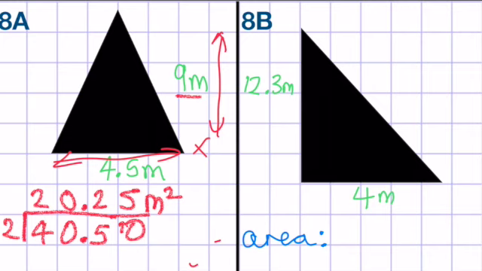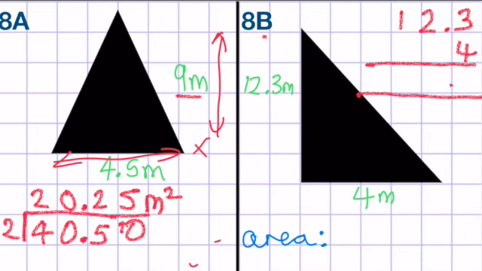Okay, over on this side, I've got 12.3 for my height and 4 for my base. So I'm going to do, just finding some space to do this, 12.3 times 4. 4 times 3 is 12. 4 times 2 is 8 plus 1 is 9. 4 times 1 is 4. So 49.2.